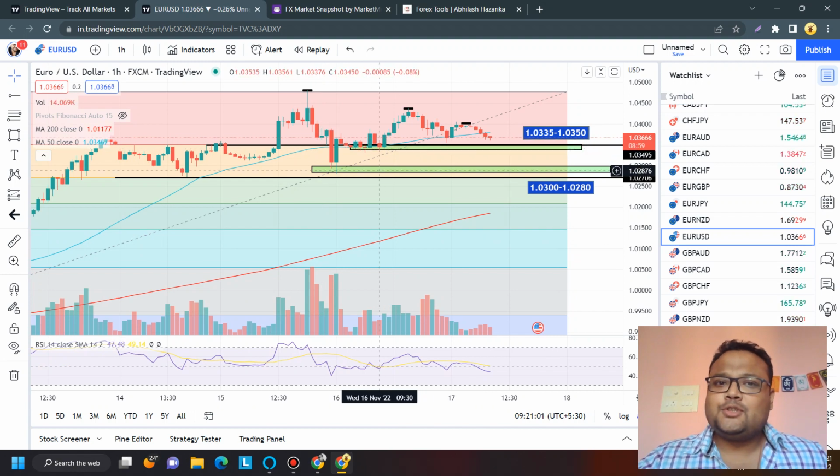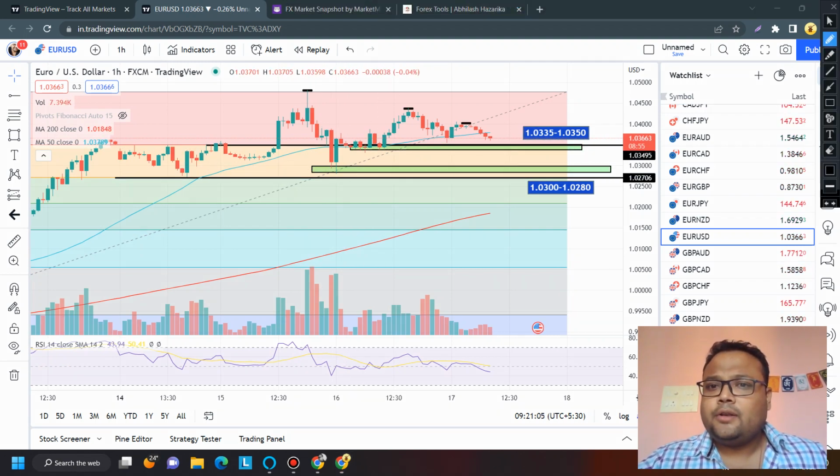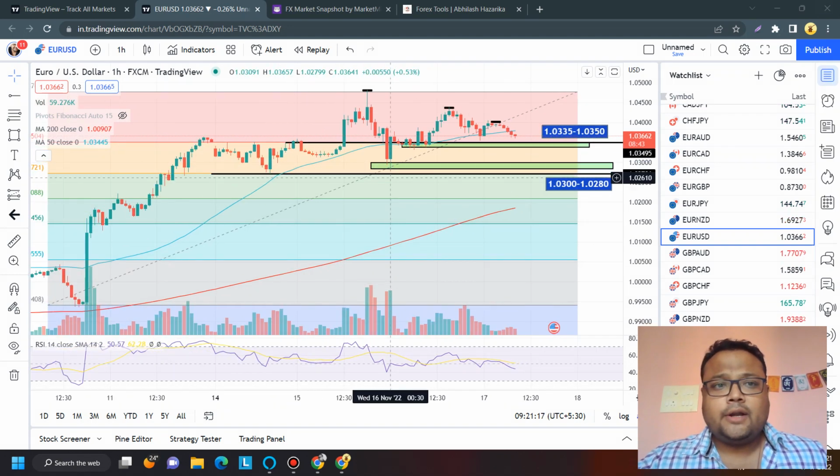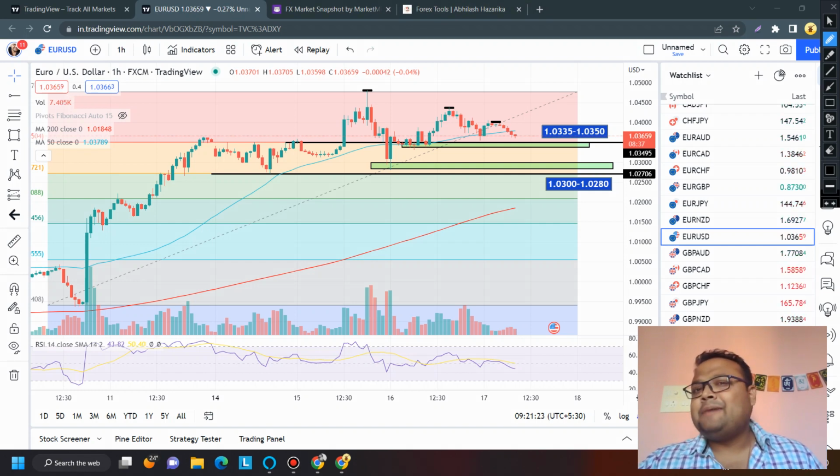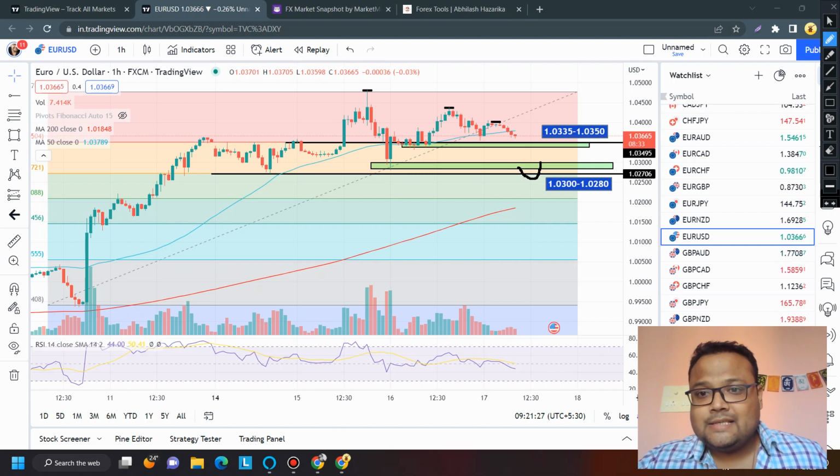So there is a good chance that the market will try to take support around this level and the market will bounce. But keep in mind, though this is the buying zone for us, if the market breaks it, do not take a sell position. Do not take a sell position below this black line, because there can be some liquidity grab, there can be some stop loss hunting, and the market may bounce like this.